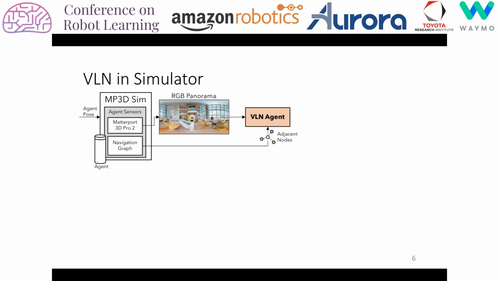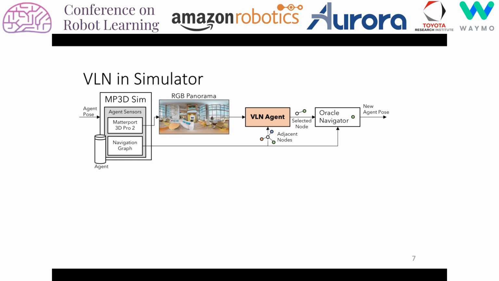So in the simulator, at each time step, the VLN agent takes as input a panoramic image of the environment and a set of action candidates defined as adjacent nodes in the navigation graph. The agent then selects an action, and the simulator teleports the agent to its new pose, usually about 2 meters away.